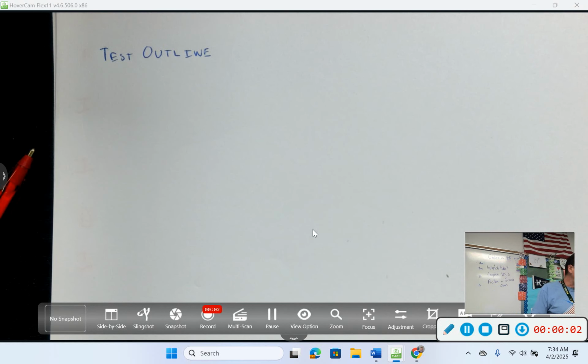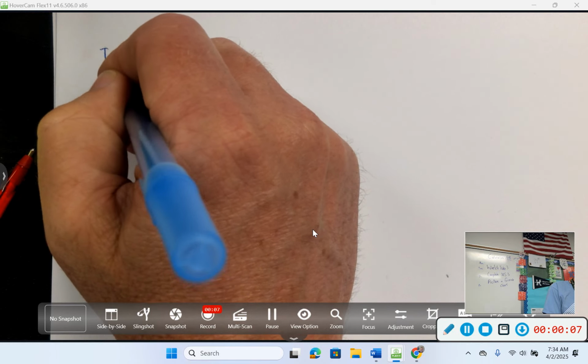Test outline for Friday's test. So the first thing we did was rational equations.